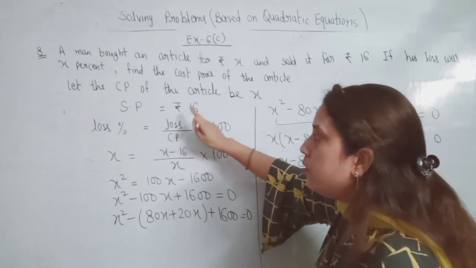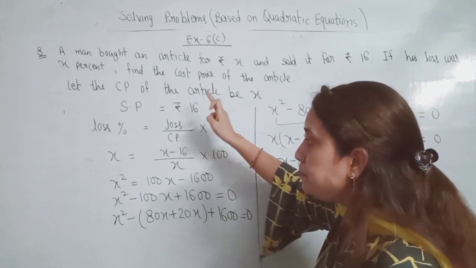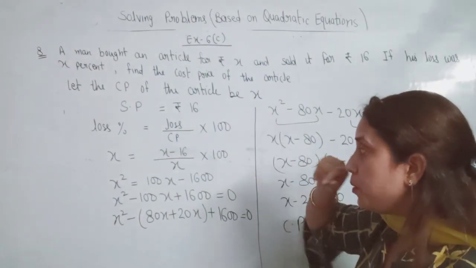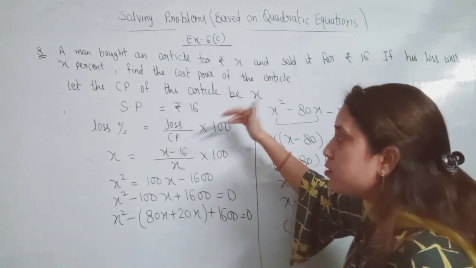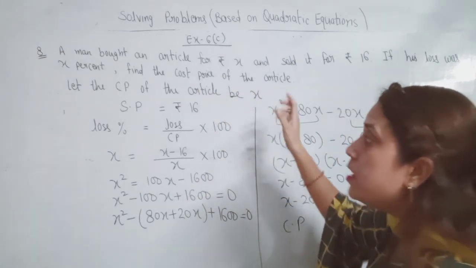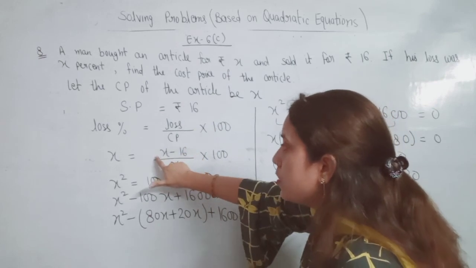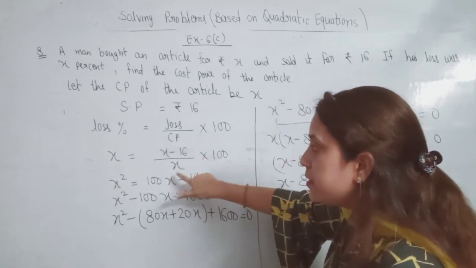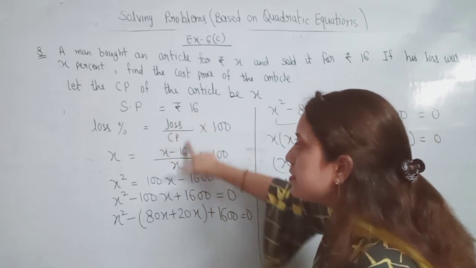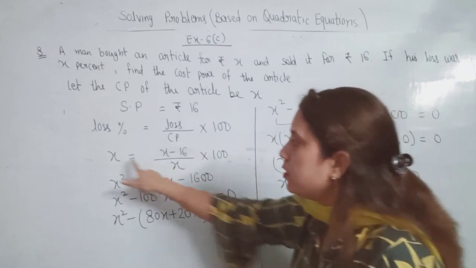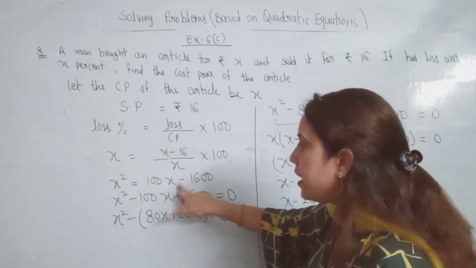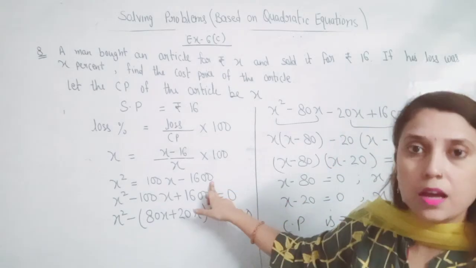If loss is given, then loss will be cost price minus selling price. If in the question profit is given, suppose, then profit will be selling price minus cost price. But in the question it is given loss, so loss will be cost price minus selling price upon cost price, cost price x and selling price 16, into 100. Now do the cross multiplication. x square is equal to 100 into x, 100x, minus 100 into 16, 1600.